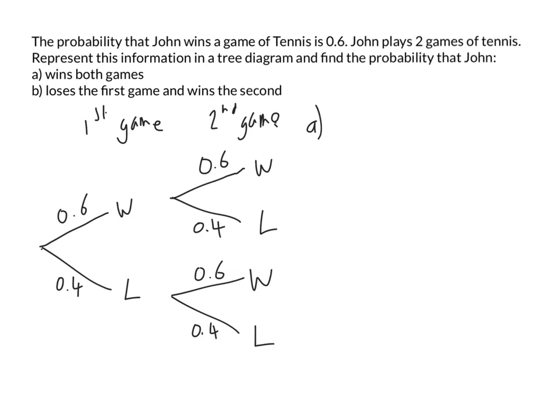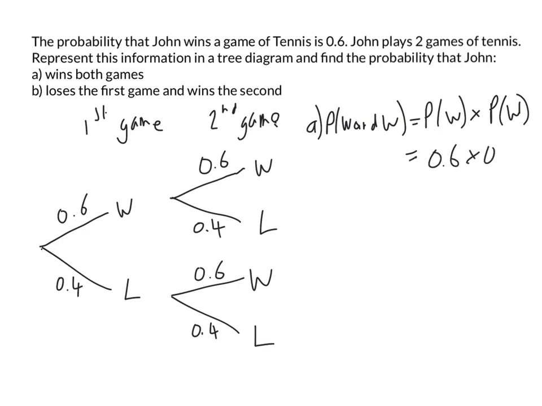Part A. Represent the information in a tree diagram. Find the probability that John wins both games. So we're looking for probability of winning and winning again. So it's the chances he wins in the first go multiplied by the chances of winning on the second go. Now you'll get harder questions where those probabilities could be different, but here it's the same each time. So it's 0.6 times 0.6, which is 0.36.